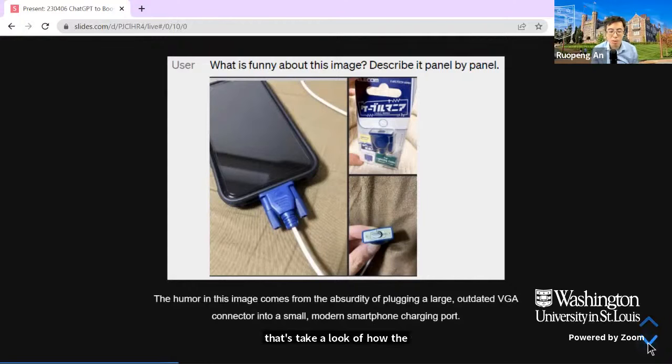So the GPT-4 model responds, the humor in this image comes from the absurdity of plugging a large outdated VGA connector into a small modern smartphone charging port, right? So this is exactly where the humor comes from. It's summarized by the model automatically in a very concise and precise way.